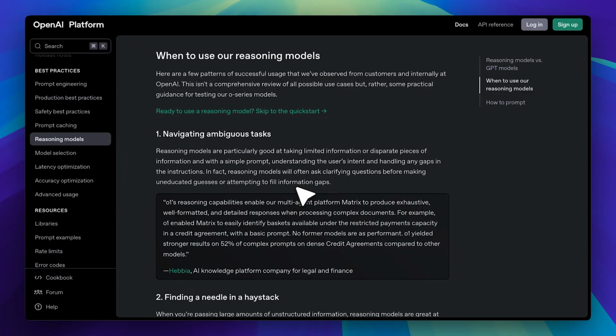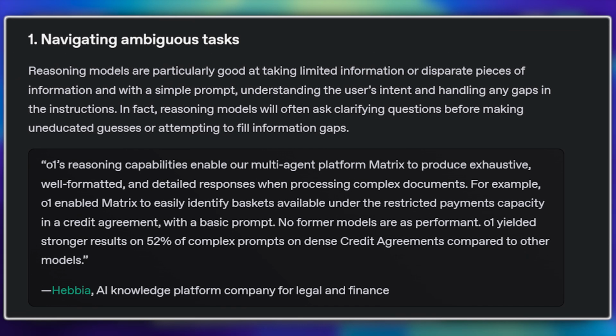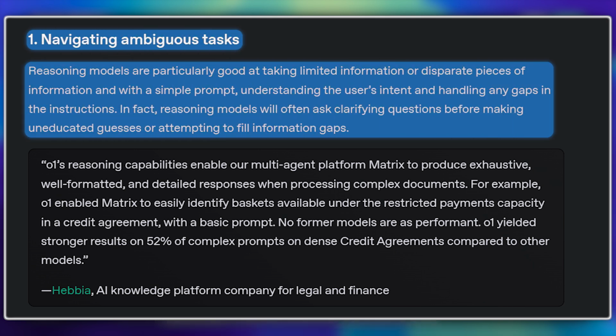Next up, they've highlighted when to actually use reasoning models. First, they talk about navigating ambiguous tasks. This basically means that whenever the meaning of your prompt is unclear, instead of making assumptions, these reasoning models actually ask for clarification, ensuring they understand your intent before proceeding. This not only improves accuracy, but also saves time.